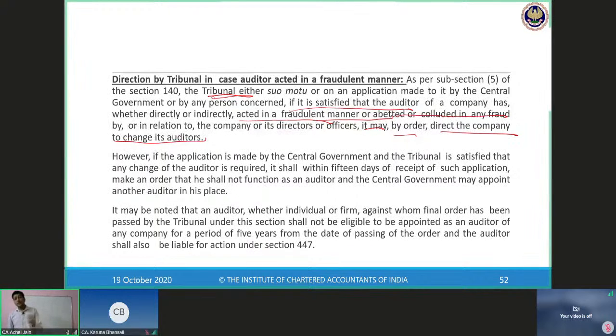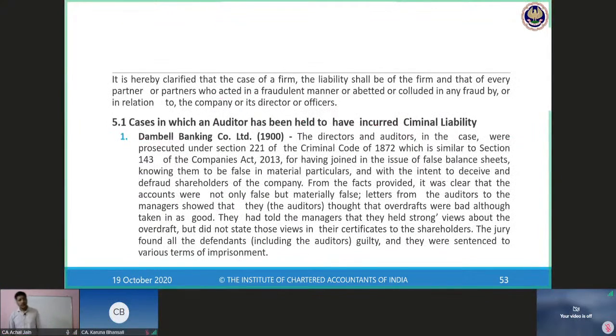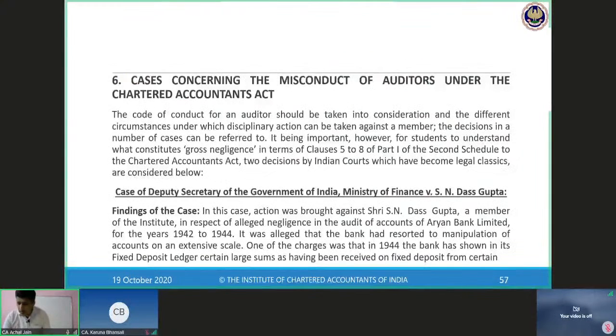And the auditor shall also be liable for action under section 447 of the Companies Act. In this case, liability shall be of the firm, wherever there is a firm, and that of every partner or partners who acted in a fraudulent manner or abetted or colluded in any fraud by or in relation to the company or its directors or officers. Then again, we have certain cases wherein the auditor has been held to have incurred criminal liability. You may just go through some of them.